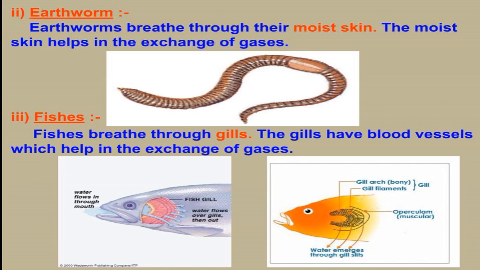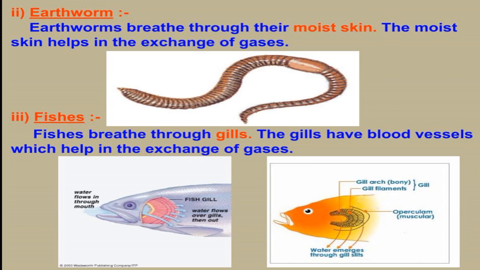Then next is fishes. Fishes and other animals living in water are called aquatic animals. They obtain oxygen that is dissolved in water. Their respiratory organs are called gills and they have a net of fine capillaries. The oxygen dissolved in water diffuses into the blood capillaries. Carbon dioxide present in capillary blood diffuses into water.